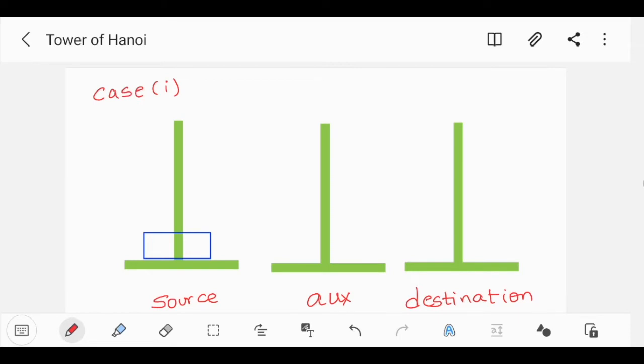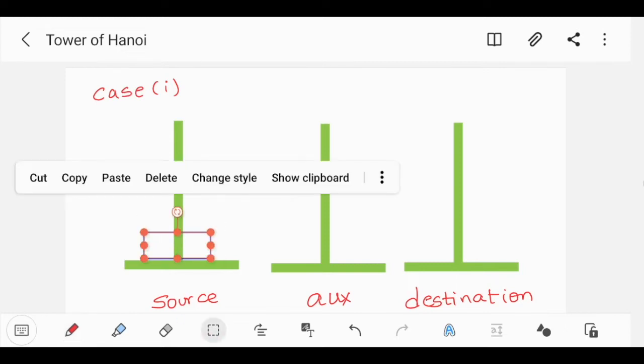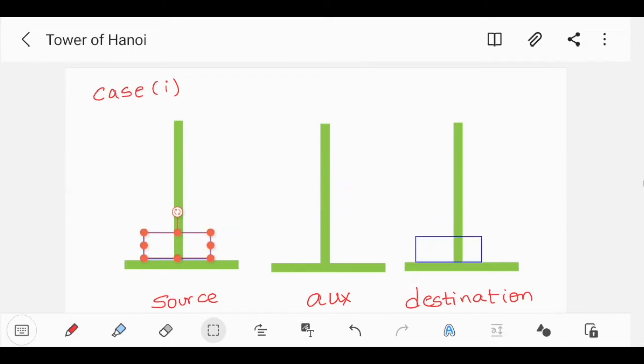It's quite a straightforward task because the only thing that I have to do is pick this disk and place it in the destination. So I am done, right? I never used the auxiliary peg. The auxiliary peg was given to us to hold some disk temporarily, right? I never used it here because there was only one disk. So this kind of looks like the base condition of our recursion.